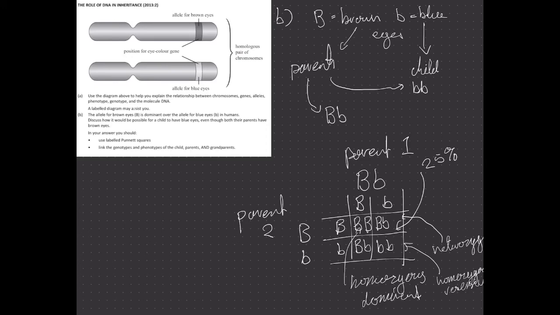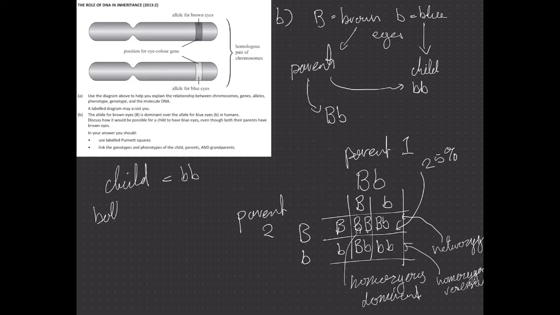So let's just check that we've answered the question. In our answer, it says that we should use a labeled Punnett square, and that we should link the genotypes and phenotypes of the parents, child, and grandparents. So let's talk about that last bit now. We know that the child has to be little b, little b. There's just no other way. Otherwise, they wouldn't express the recessive allele.